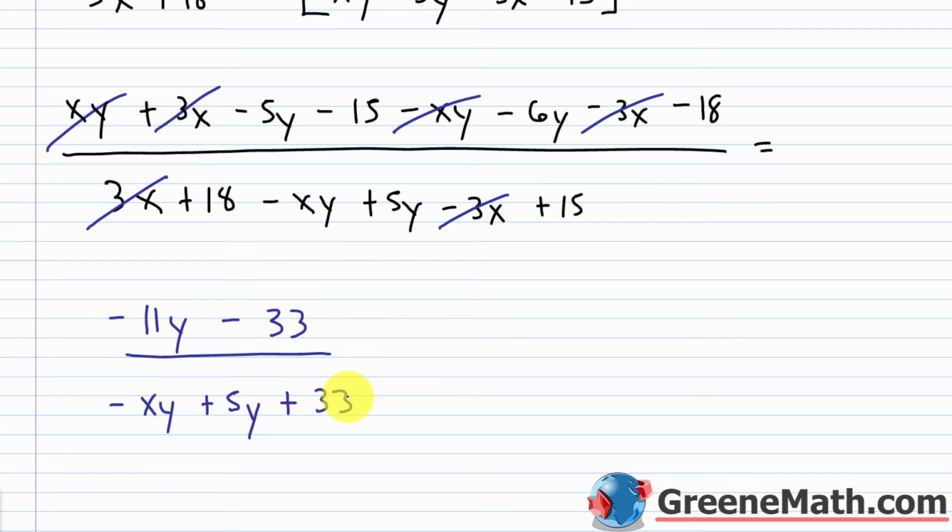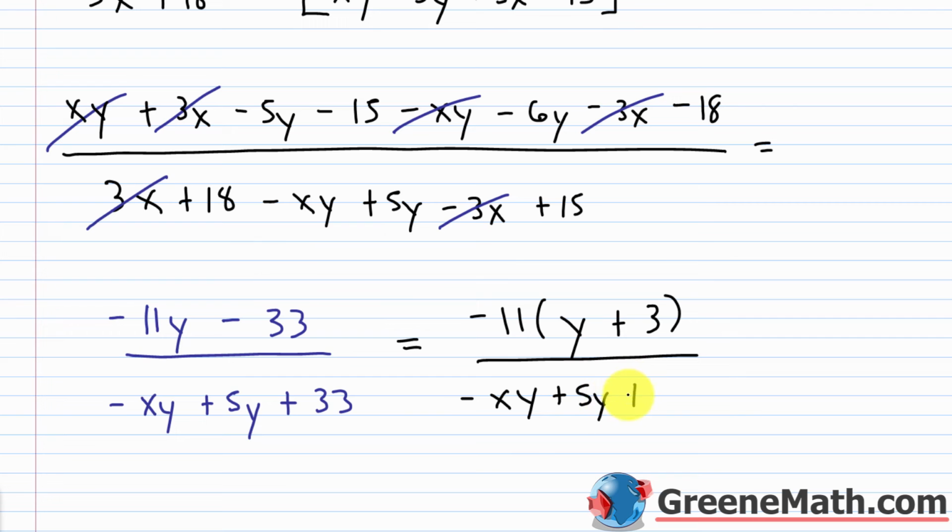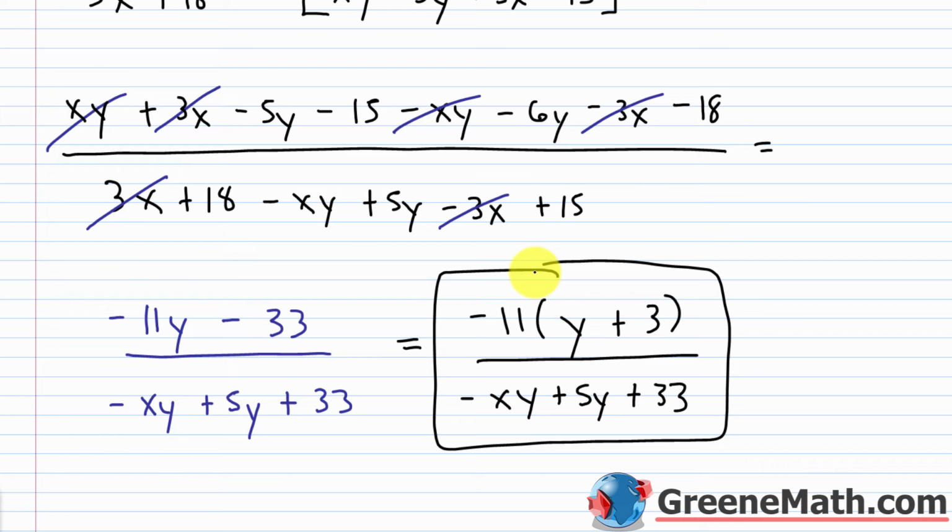So can we do anything to factor the numerator? Well, I could pull out an 11 or a negative 11. Let's just pull out a negative 11. That would give me y plus 3. In the denominator, could I pull anything out? Could I factor anything? The answer to that is no. So I'm just stuck with this negative xy plus 5y plus 33. And this is the best that we can do. Right? We could do different variations of that. We could leave it like this. I could have pulled out a positive 11 from the numerator. All kinds of things that we could have done. But really, that's the answer.